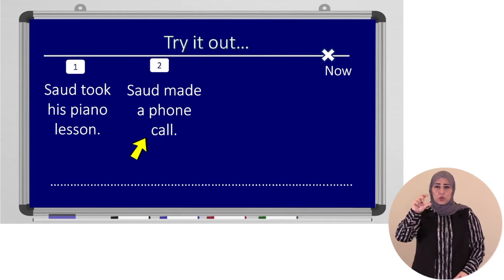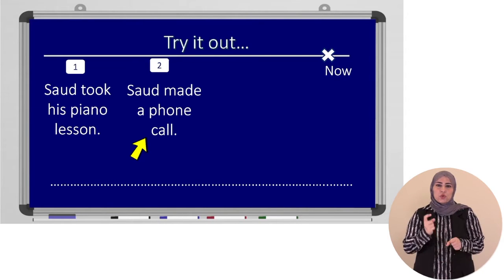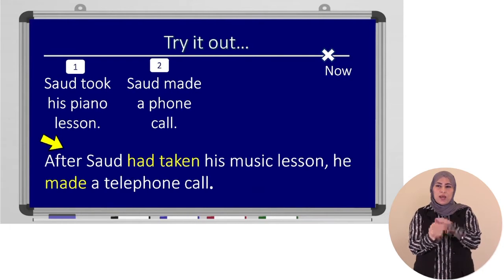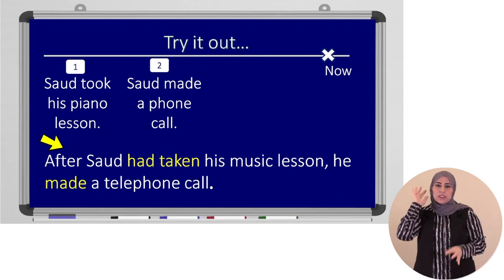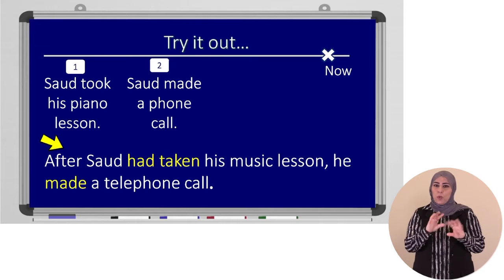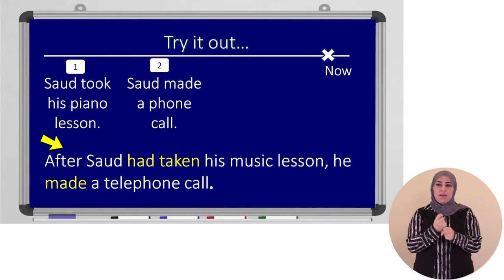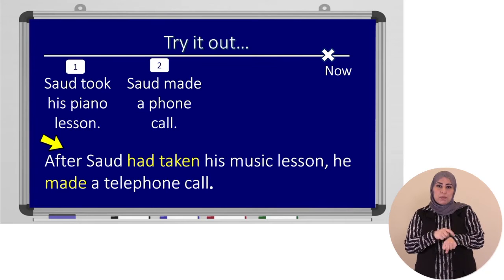Let's put them in one sentence and notice which parts of that sentence show which actions happened first. After Saud had taken his music lesson, he made a telephone call. If you decide to use after, obviously it's going to be which action first? You're going to use the first action. So if you use after, obviously the verb will be preceded by had and will be in the past participle. After Saud had taken his music lesson, he made a telephone call.